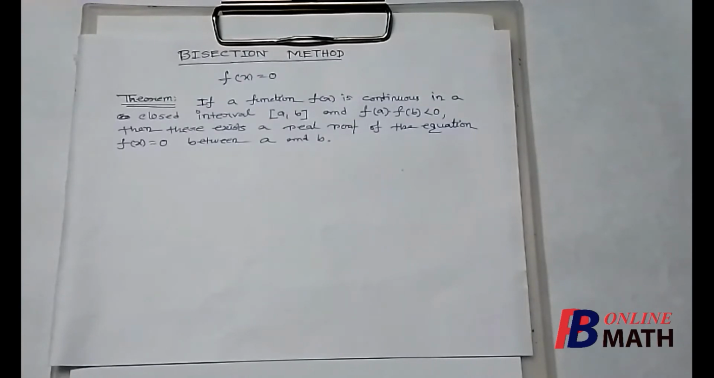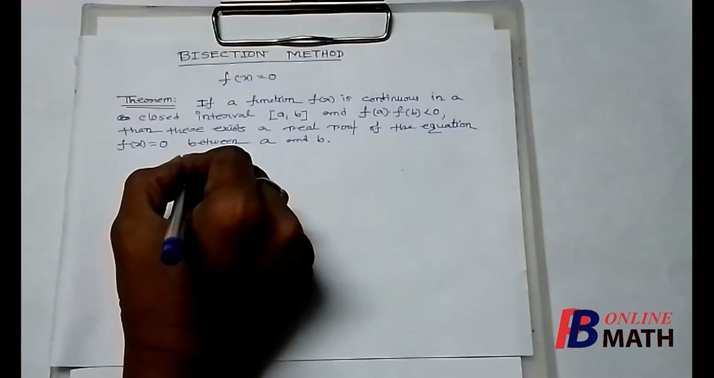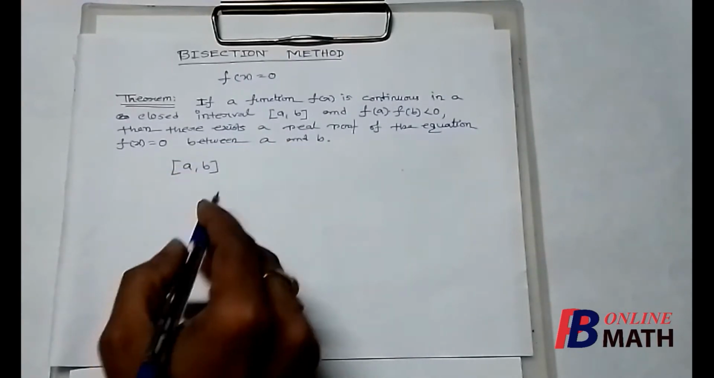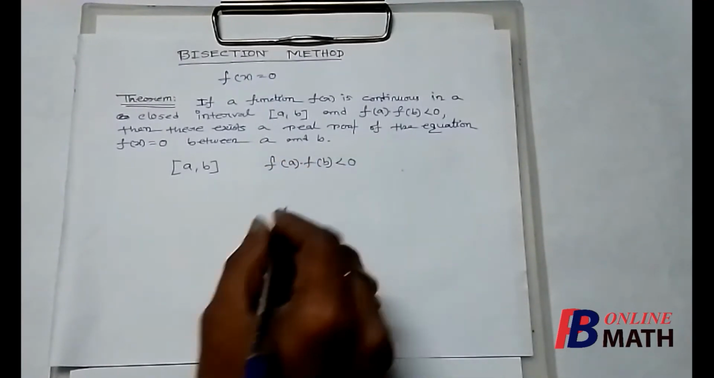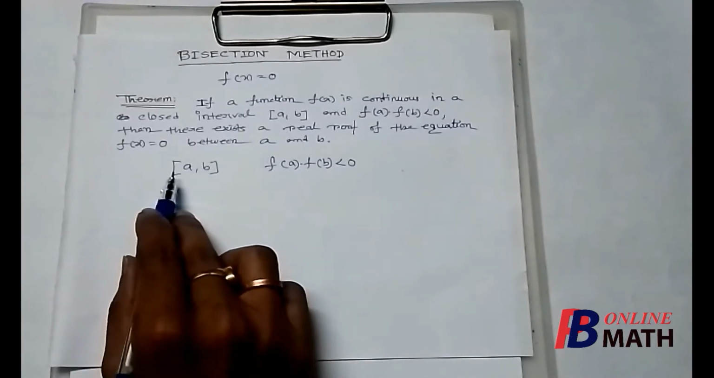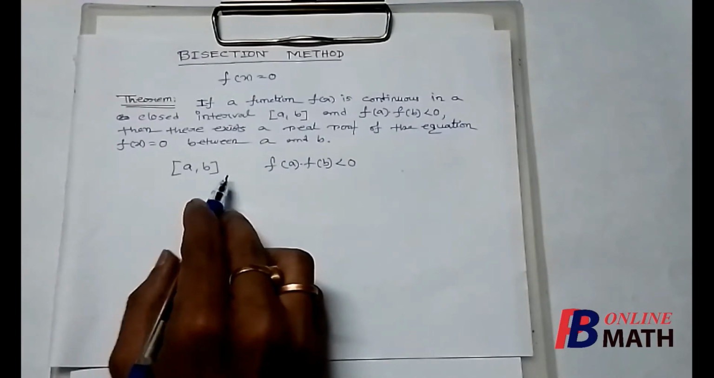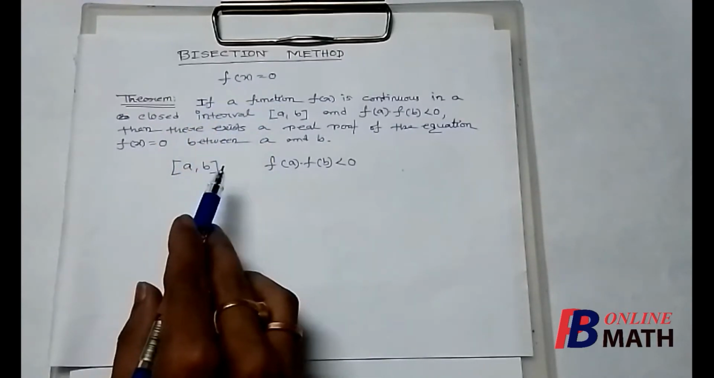This method always converges. For that, we have to find one sufficiently small interval a to b where there exists one real root of the equation f(x) = 0. So we have to find a closed interval [a, b] such that f(a) and f(b) have different signs, so that f(a) times f(b) is less than 0. If we somehow find this closed interval, that means the root of this equation lies between a and b.